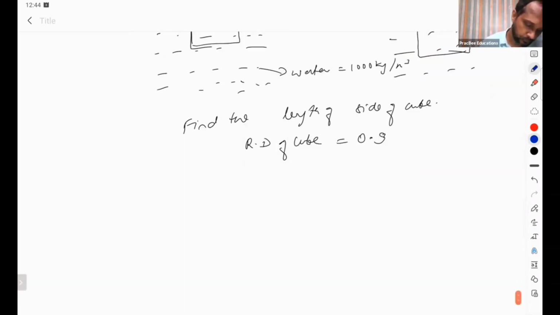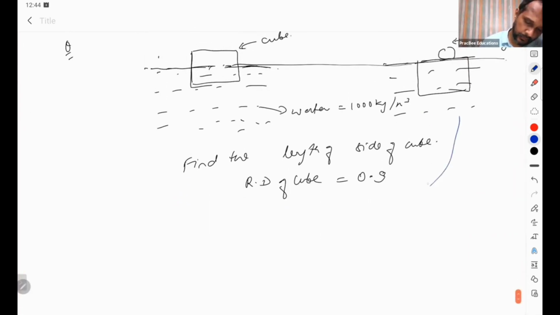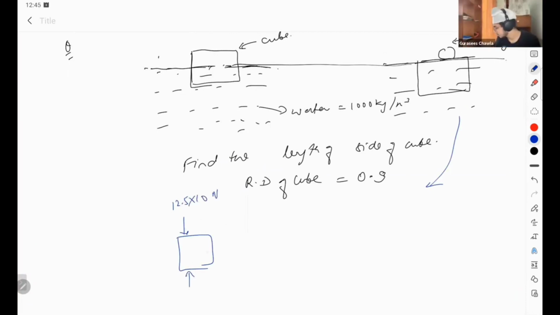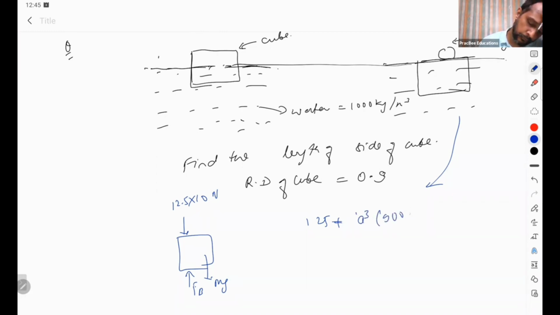Let's see. So I can write that in this second situation, इस पे जो फोर्स लग रहा होगा ये लग रहा होगा 12.5 into 10 न्यूटन. इस पे जो फोर्स लग रहा होगा बॉइंड फोर्स लग रहा होगा ऊपर की तरफ और इस पे नीचे की तरफ mg लग रहा होगा. So ये तीनों बैलेंस होने चाहिए. So we have 12.5 into 10, that is 125, plus mg. mg की जगह पर हम लिख सकते हैं वॉल्यूम, that is a cube into density, that is 900 into g, that is 10. ठीक है. This is equal to fb, buoyant force.